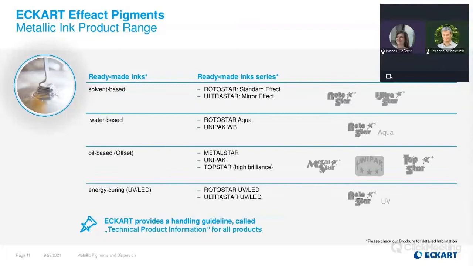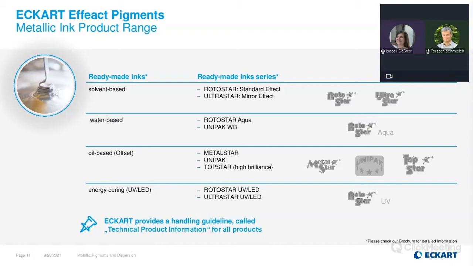The same applies for UltraStar. Here we have also recently set up a new series of LED curable mirror effect inks. The formulation here is, however, very much different to those in solvent-based. That means the flakes are specially treated to achieve a so-called leafing effect, so that they have a high surface activity and leaf up to the surface. And only by this you can achieve a very high brilliance level by the surface printing application.